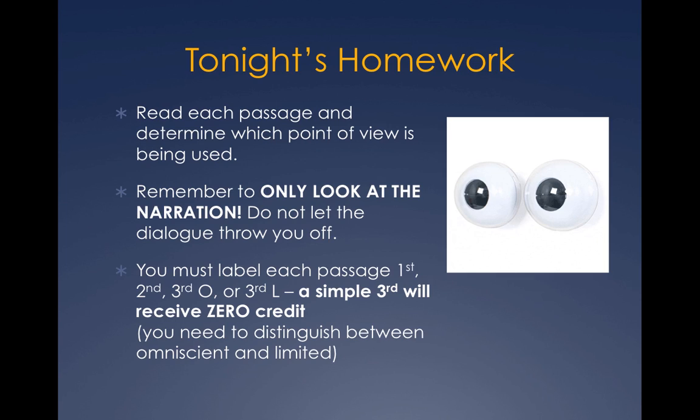Now, you want to clearly label each passage either first, second, third omniscient for 3O, or third limited with 3L. If you just write third, you're not going to get credit for it. You're going to have to be able to differentiate between the two, between omniscient and limited. Go back to your notes, look over them, and I'll see you tomorrow, and we'll continue our discussion of point of view then. Have a good day.